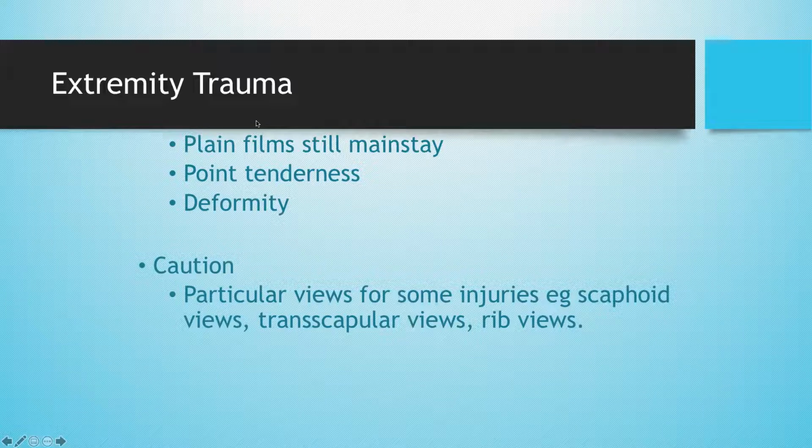Extremities, plain films are the mainstay. You fall out of the mango tree, you broke your hand, you broke your ankle, and so on. You have point tenderness, you have deformity, fall on an outstretched arm, things like that. X-rays: front line, front and center. So sometimes you need particular views.